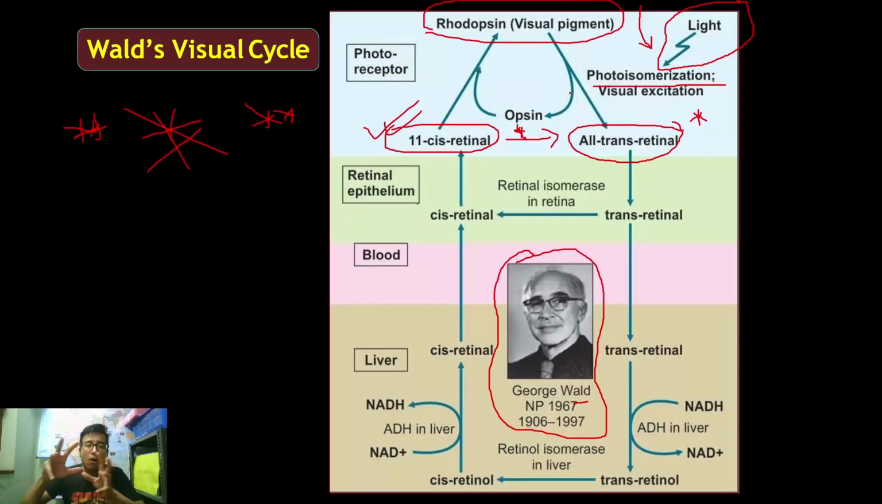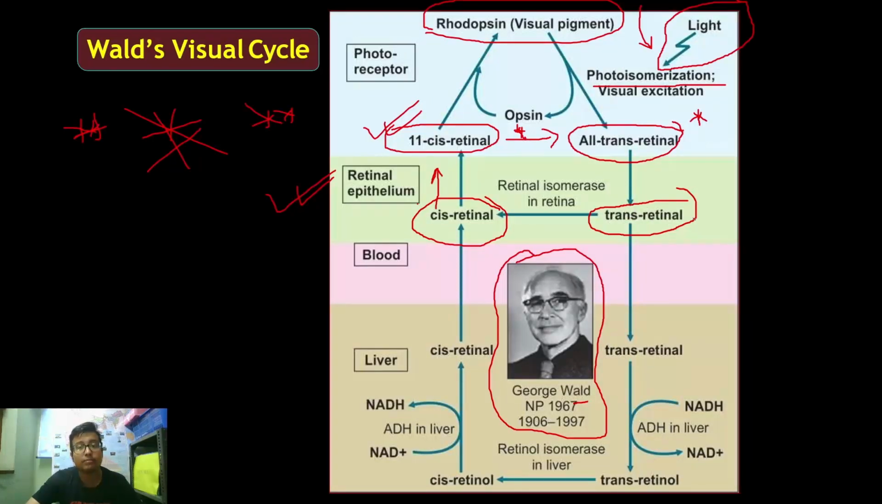After this, all that we need to do is convert all trans retinal back to 11 cis retinal. Now it can happen in many ways. This can happen in the retinal epithelium, that is the internal conversion. In the eye itself the cycle is happening, but not all of the all trans retinal is converted to 11 cis retinal in the eye itself. So what happens? Some goes to the blood. This trans retinal goes to the blood, where it is converted to trans retinol. You see what is happening here? Aldehyde to alcohol is reduction, with the help of a dehydrogenase. In the liver, this trans retinol is converted to cis retinol.